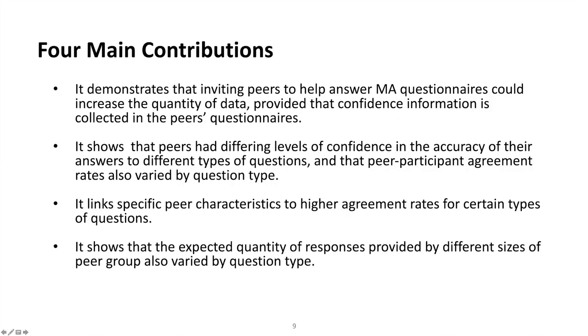So the 4 main contributions of this paper are, first, it demonstrates that inviting peers to help answer mobile assessment questionnaires could increase the quantity of data, provided that confidence information is collected in the peers' questionnaires. Second, it shows that peers had differing levels of confidence in the accuracy of their answers to different types of questions, and that peer-participant agreement rates also varied by question type.